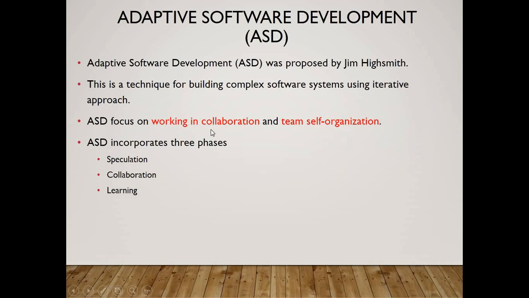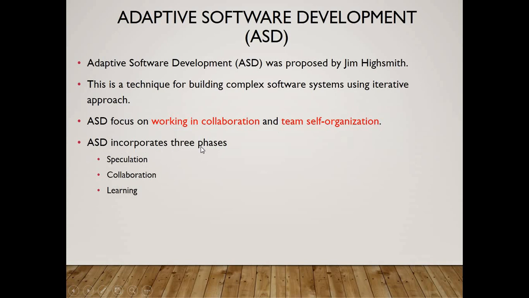Working in collaboration means all the team members will work with each other in collaboration, and the second thing is team self-organization. Team self-organization is the most important thing, because each and every member will not wait for instructions from the manager. They will not wait for the manager to assign work to them before they start working. They will start by themselves. That is the meaning of team self-organization.